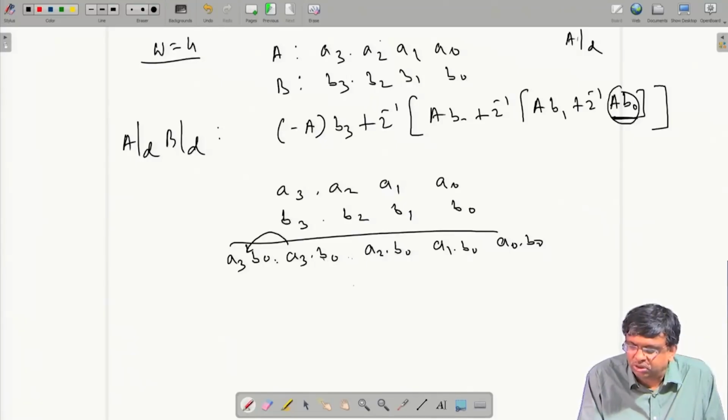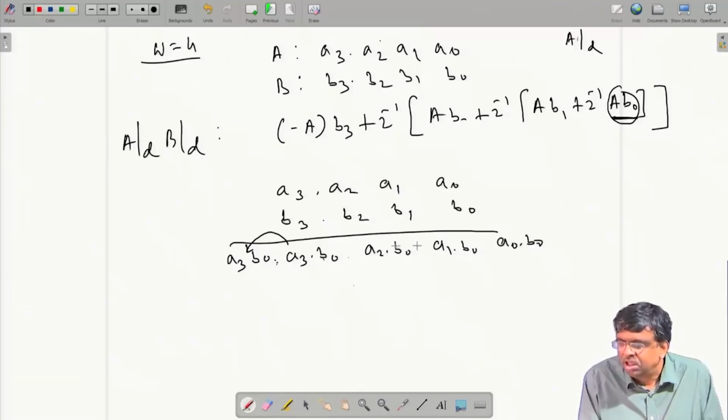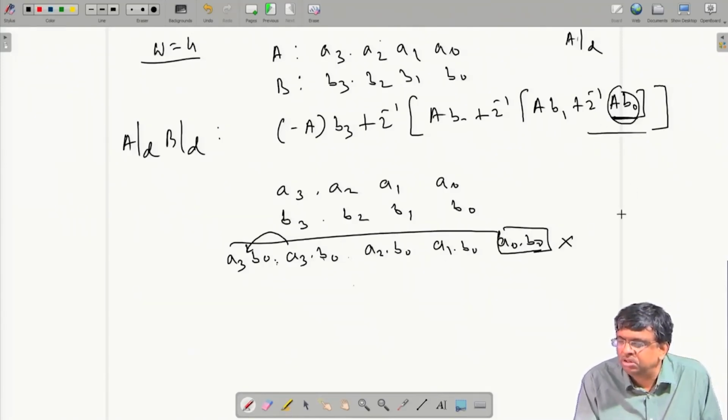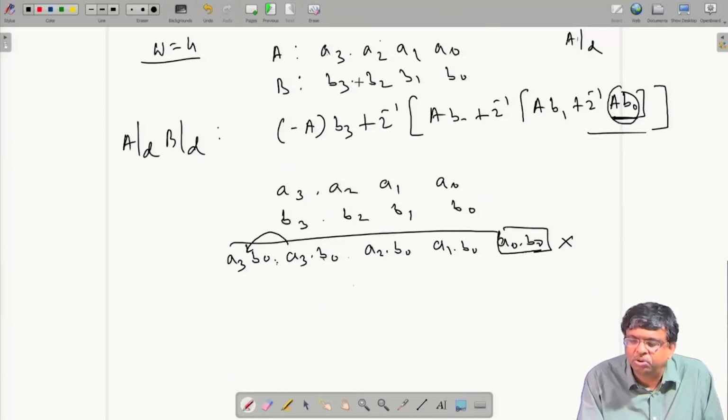A2B0 was just to the right of this, it will be shifted further. So, binary point here, and everybody is shifted further. This guy has gone out of my register because the register is 4 bits. This is what I have. So, there is 2 inverse AB0. Then AB1, same logic again: A3·B1, A2·B1, A1·B1, A0·B1.